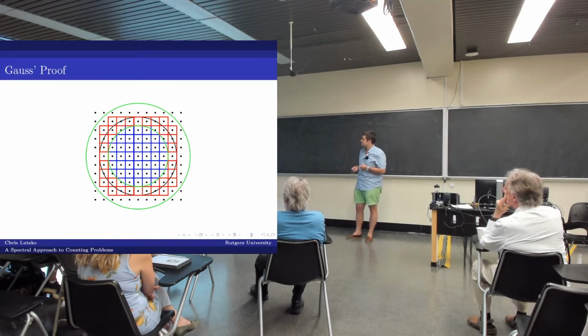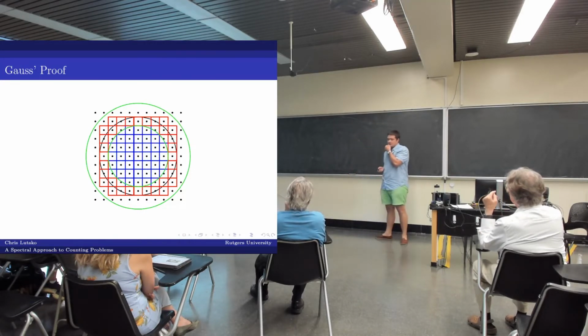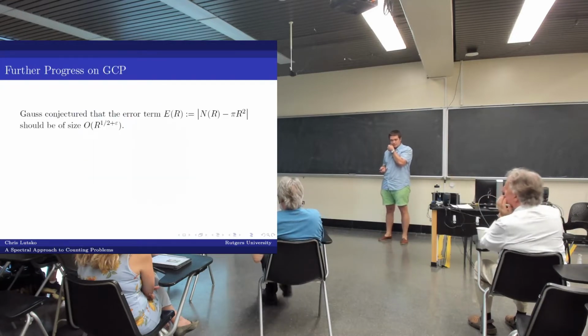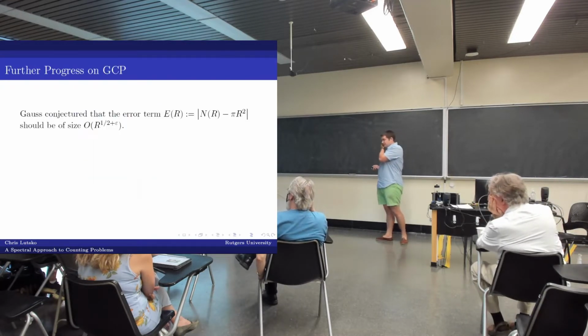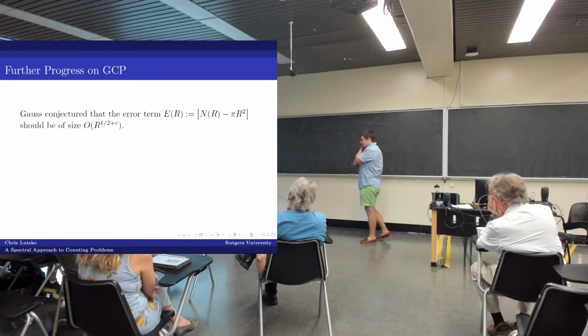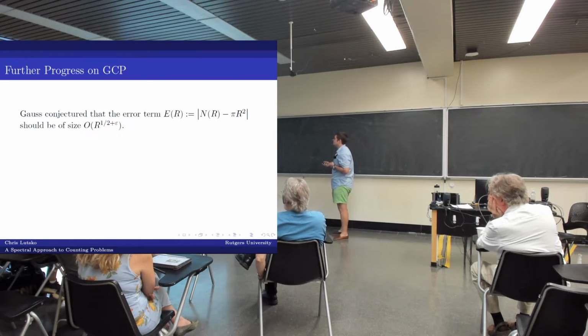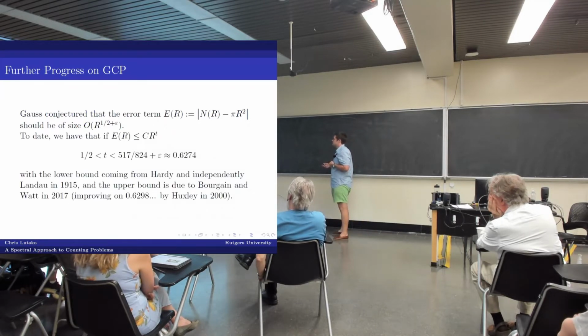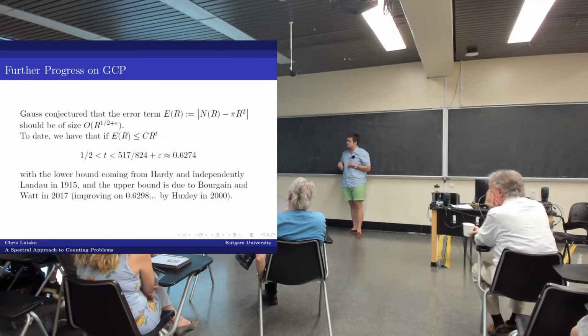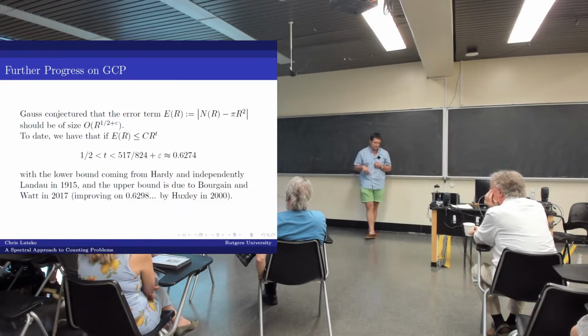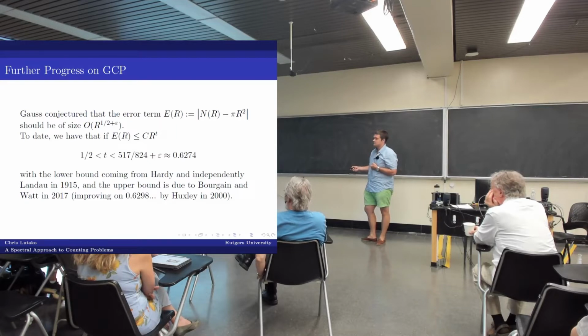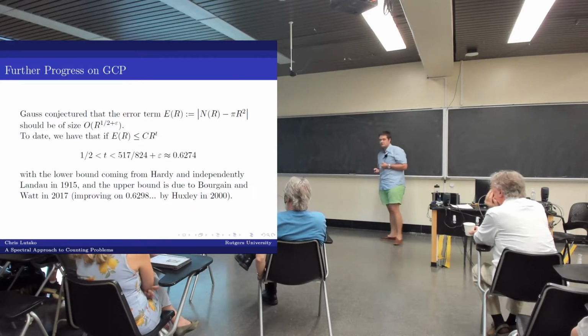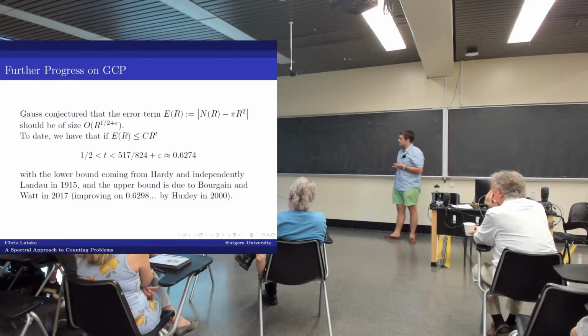Okay, so what progress have we made since then? So today we have a lower bound on this exponent, which is 0.5, and we have an upper bound, which is 0.6274. The lower bound comes independently from Hardy and Landau. I think also Berry works on this. And the upper bound is quite recent, it's 2007. There's still a lot of progress to be made on this question.